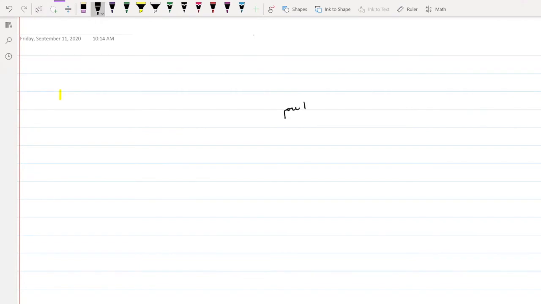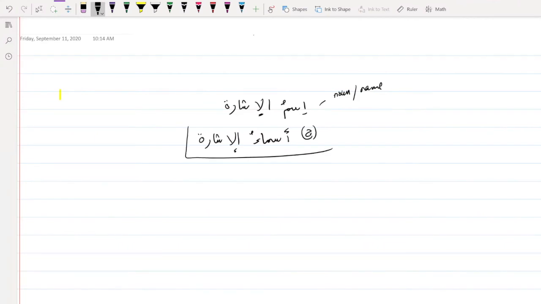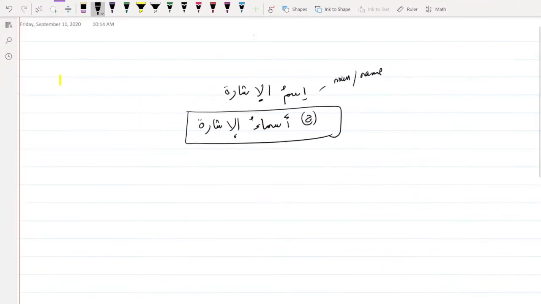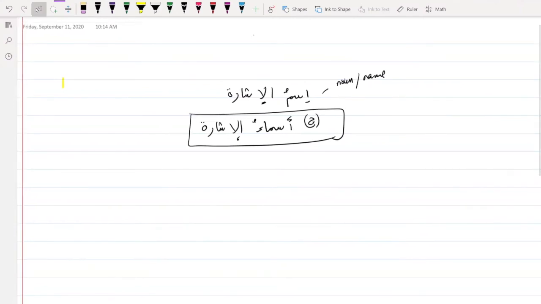So we have ismul ishara. Ismul ishara, ism is what? It's singular. Here we are using it as a noun. It also can be name, right? The plural of ism is asma. So you can say asma'ul ishara. Now we're just saying it as a plural noun. That's all, because we're talking about more than one demonstrative pronoun.